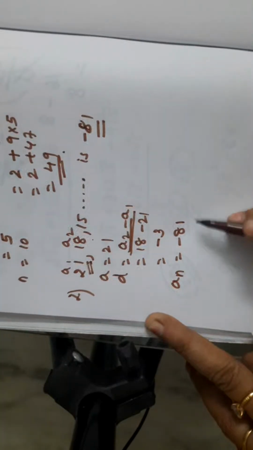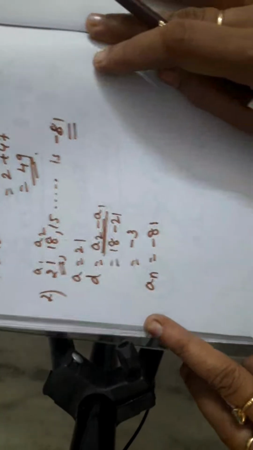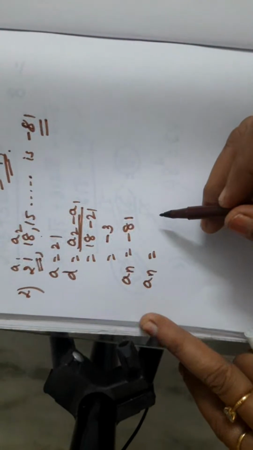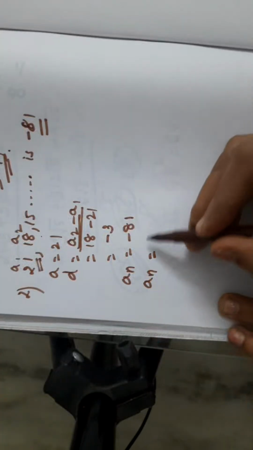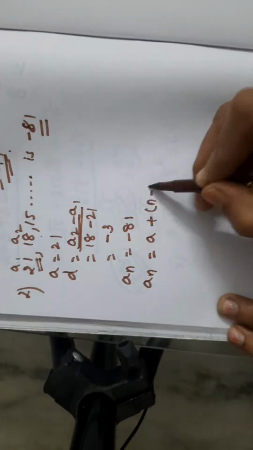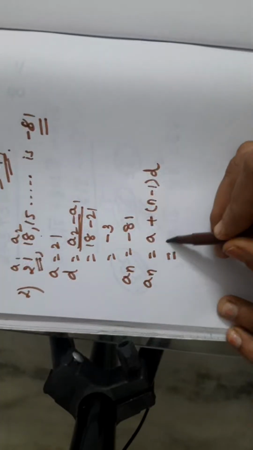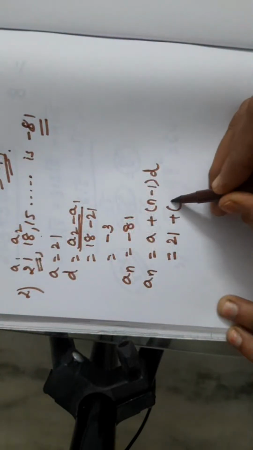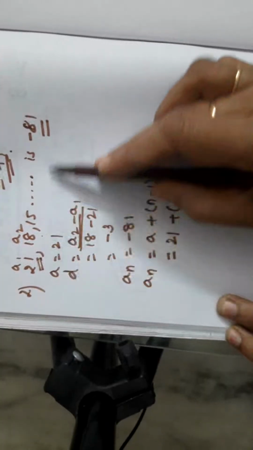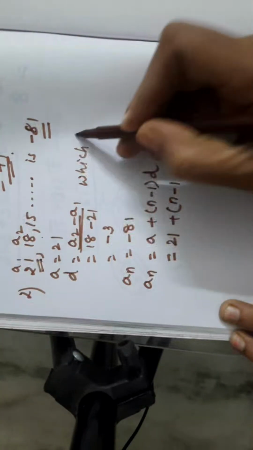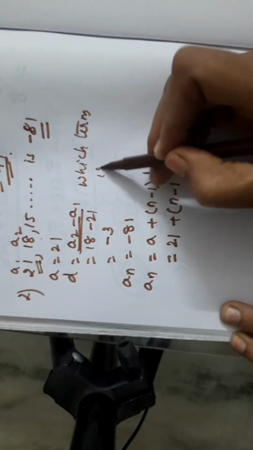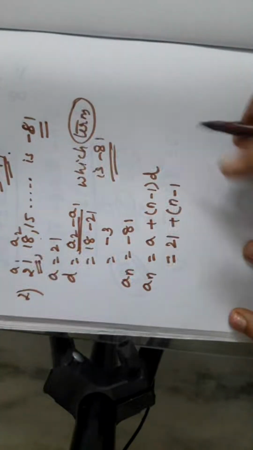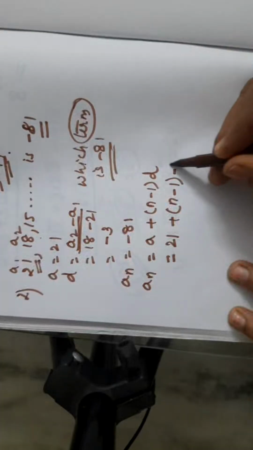Now an is minus 81. an is nothing but the last term. We already have the formula. The same formula we are going to use whenever questions are related to terms: a + (n - 1)d. So here a is 21, from the question, the first term is a. And we need to find which term is minus 81, so n is the question. We don't know the value of n, that we need to find out. Common difference is given, minus 3.